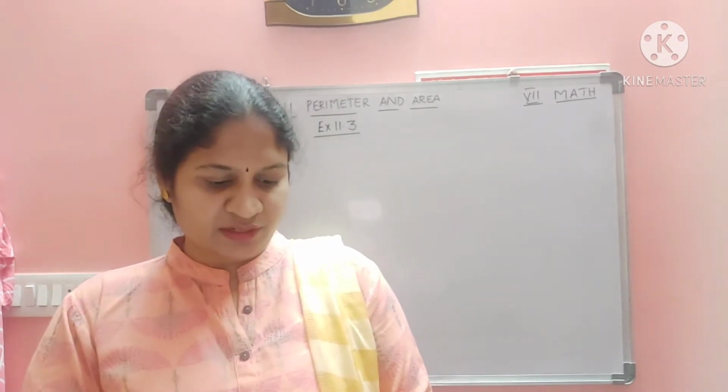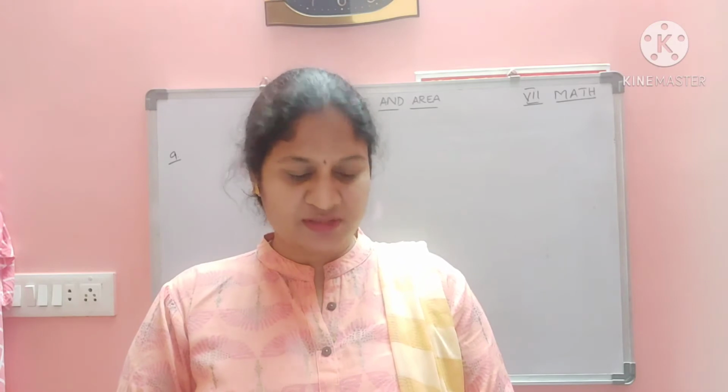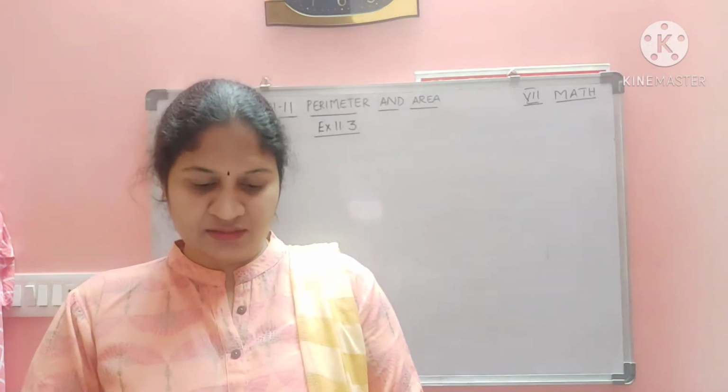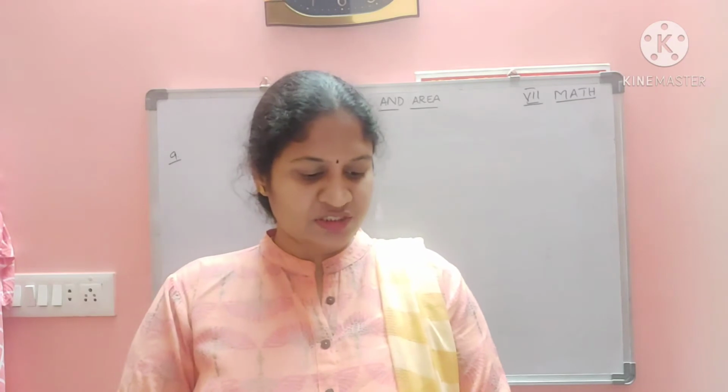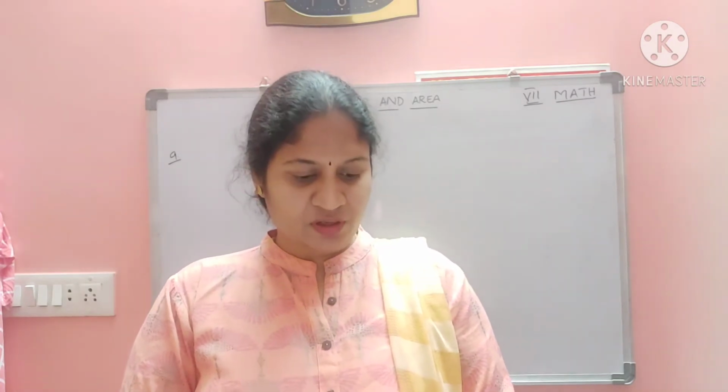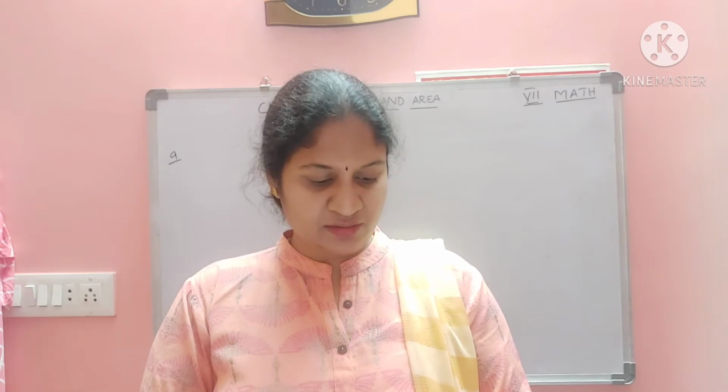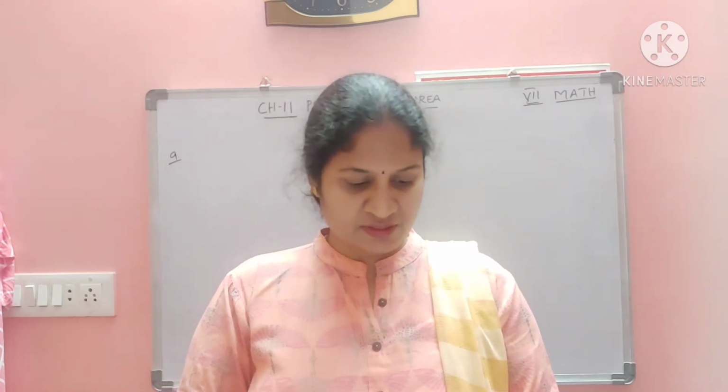Shajli took a wire of length 44 centimeters and bent it into the shape of a circle. Find the radius of the circle. Also find its area. If the same wire is bent into the shape of a square, what will be the length of each of its sides?